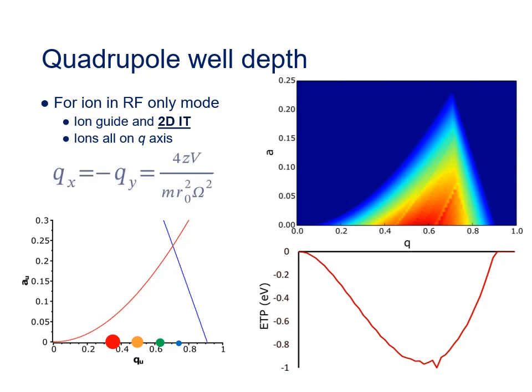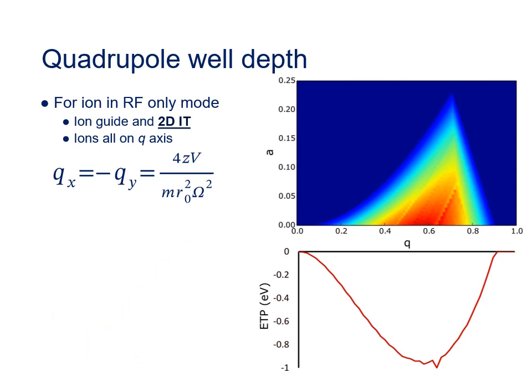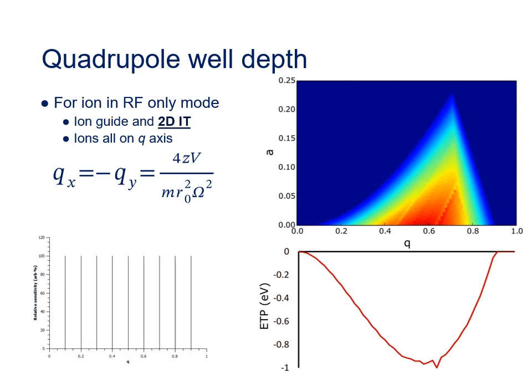Now remember, Q is inversely related to the mass to charge ratio of the ions. So if the well depth varies for different values of Q, that means the well depth also varies for different mass to charge ratios of ions. And this then goes on to have a profound effect on the sensitivity of different ions going through the same quadrupole if they have different mass to charge ratios.